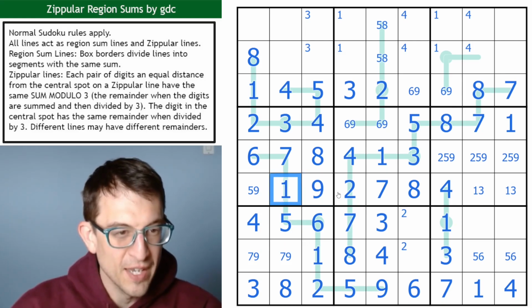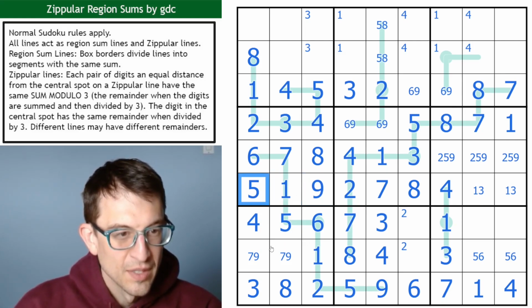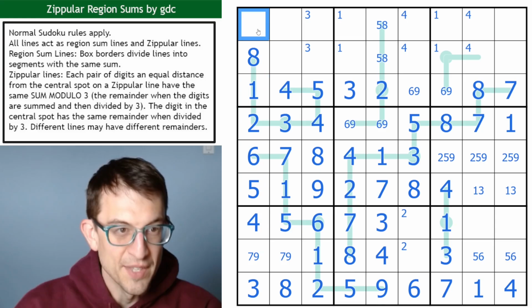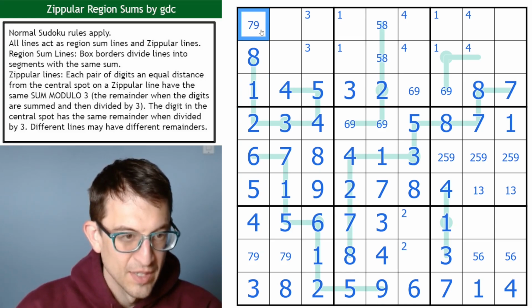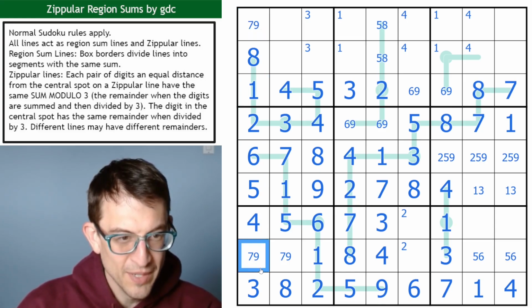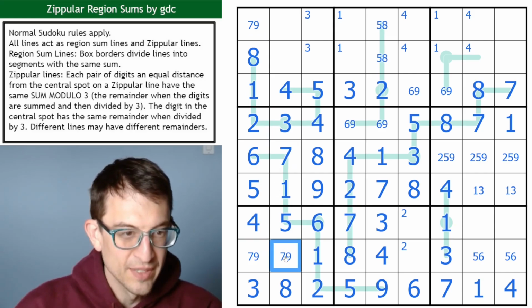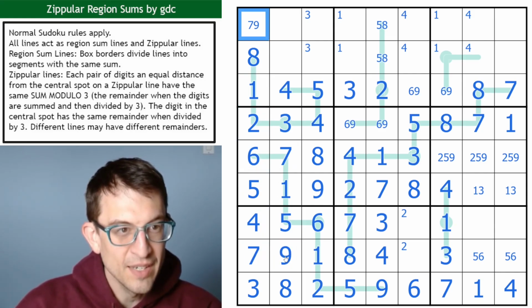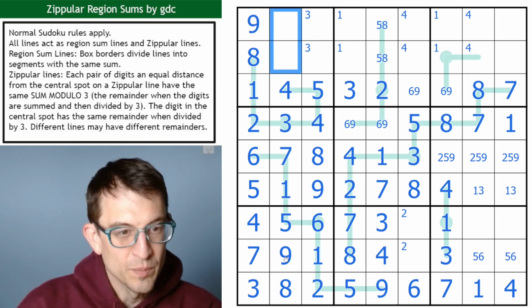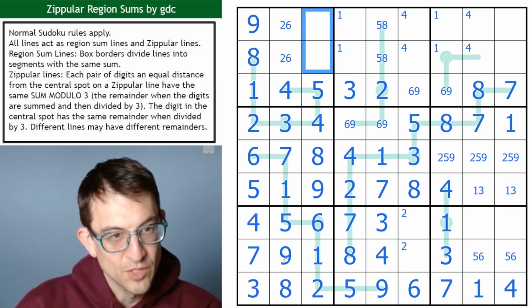This becomes 9, 5. Yeah, this should have been 7, 9. Did I play something here before somehow? Oh, right here, yeah. 9, 7, 9. This becomes 2, 6 still. Then this is 3, 7. I think that's okay.